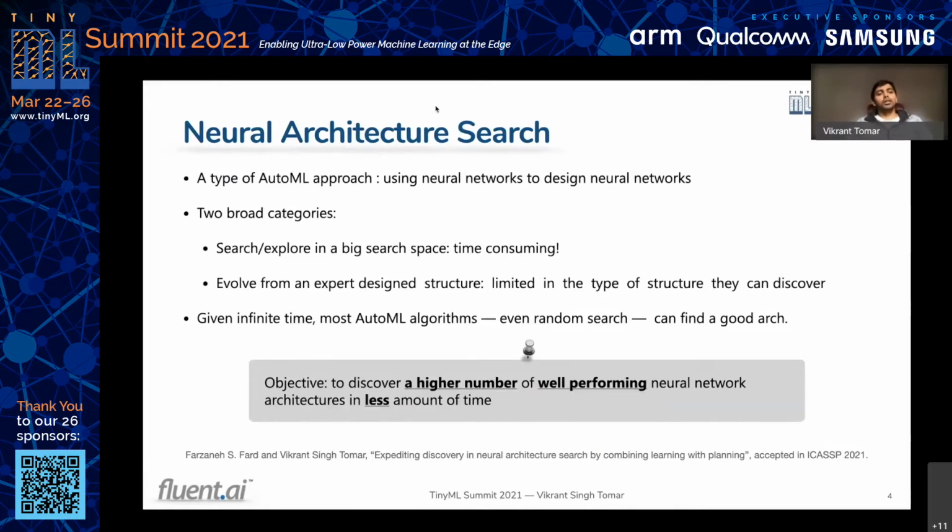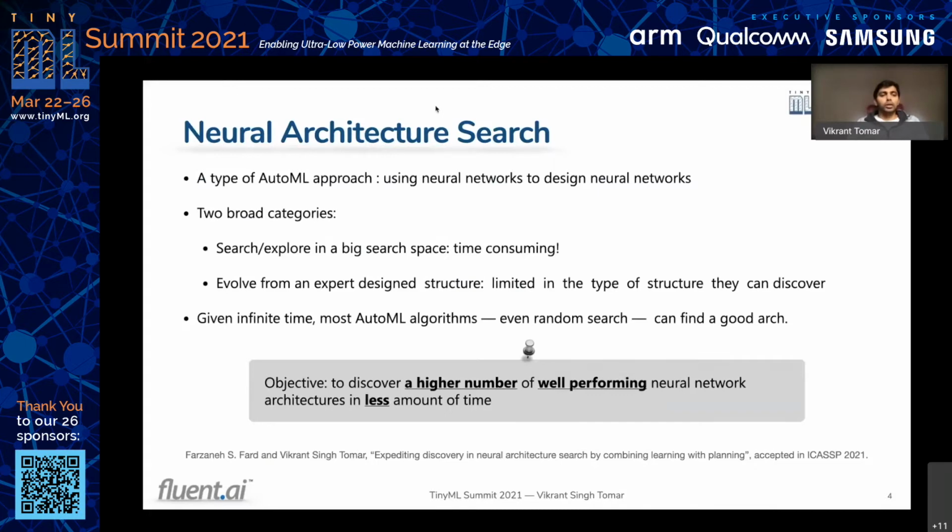Neural architecture search is basically an AutoML approach, and in simple terms, it's neural networks designing other neural networks. Most neural architecture search approaches can be divided into two broad categories. There's search or exploration in a big search space without any hint, which can be very time consuming. Or there are methods that start from an expert designed structure and then build from there. However, these methods can be limited in their domain of exploration or in the type of structures they can discover.